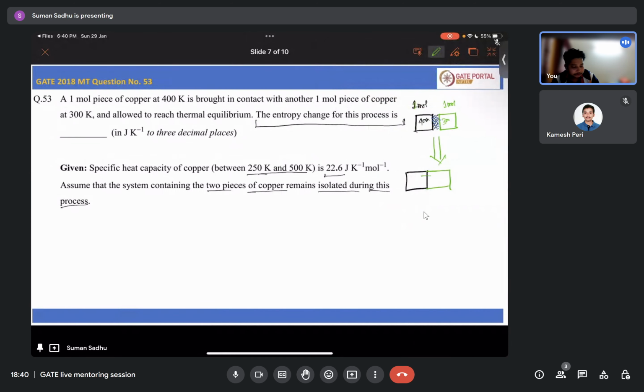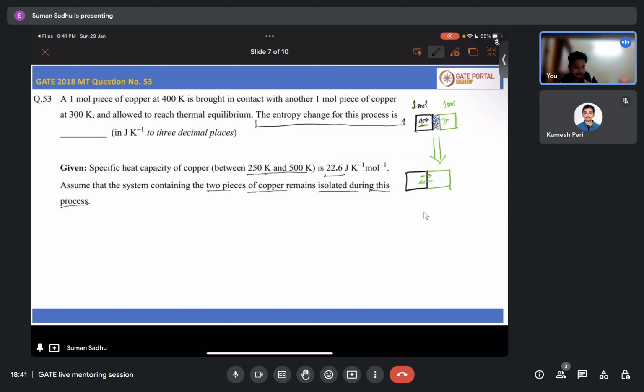So that means now heat will transfer from this side to this side or from this side to this side. Whichever side is high temperature. So this is at high temperature, so from this side to this side, heat will transfer. So now what is the equation? How can you calculate the equilibrium temperature for these two blocks?